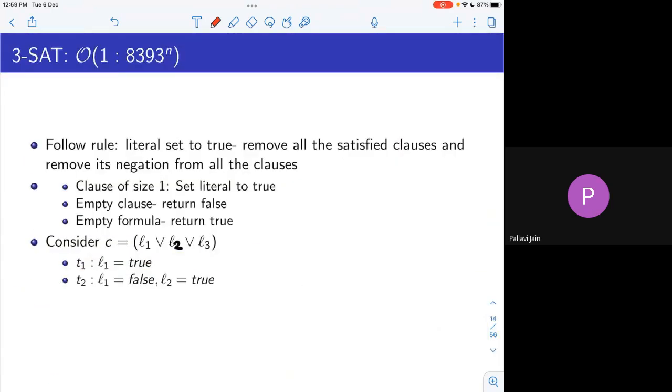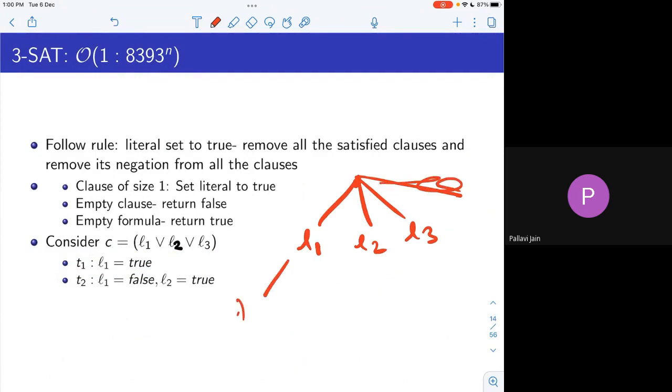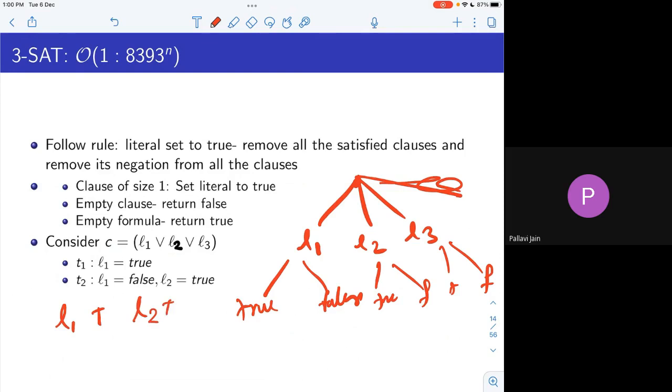So let me write it here. You will have L1, L2, L3. Each of them you will try true, false, and you will try all the possible combinations. First you will start with L1 true, say L2 true, L3 true, and so on: true, true, true; true, true, false; and so on. You are trying each of these branches.